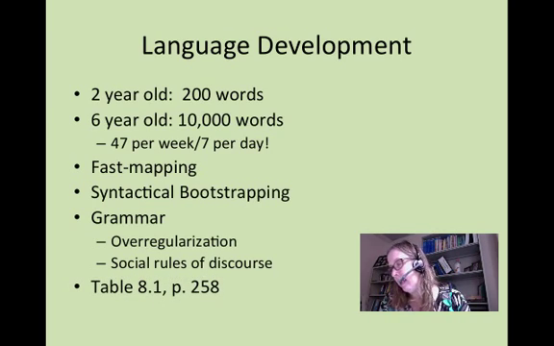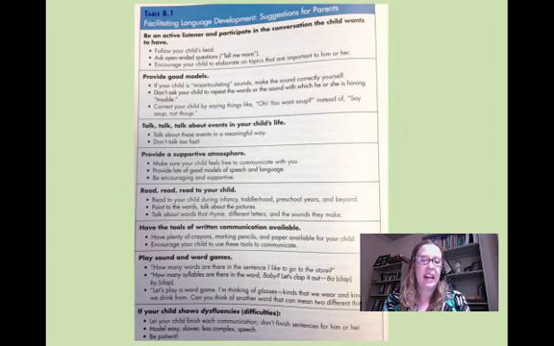On table 8.1, page 258, they discuss facilitating language development and suggestions of what you can do. Here is a kind of a bad picture of it, but it gives you the main point. Hopefully you have your book so you'll be able to see it better. But these are things that you want to do to help facilitate language development in your children. Be an active listener. Participate in the conversation. Active listening is huge. Put down the phone. Talk with your kid. Make eye contact with them.